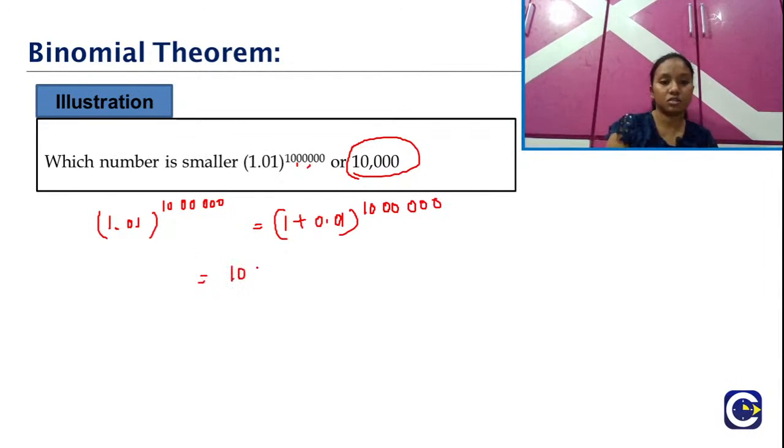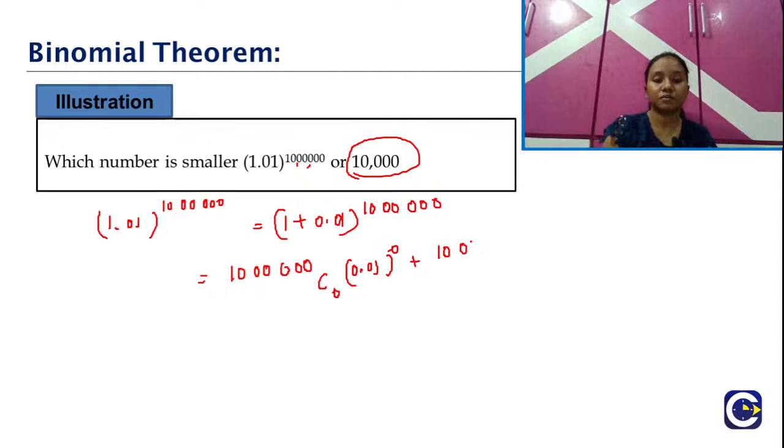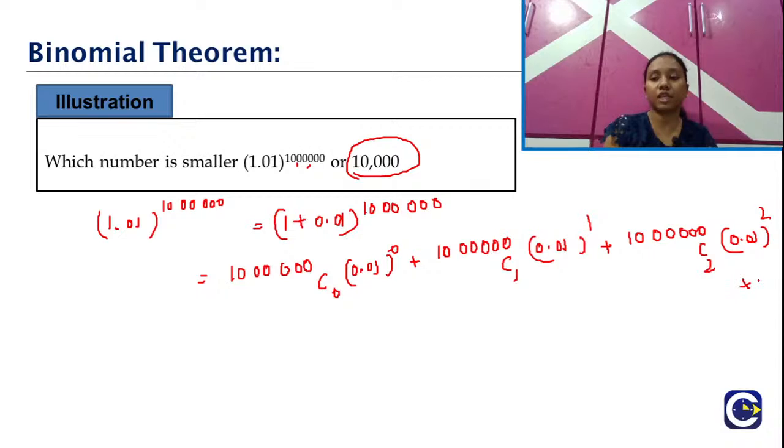That means 10 lakhs C0, and then 1 power anything will be 1 only here. So 0.01 here will be power 0. And the next plus 10 lakhs C1, and then 1 power 1 only. So 0.01 whole power 1. And then 10 lakhs C2 0.01 whole square, and so on we can go. So let's figure out the values here.